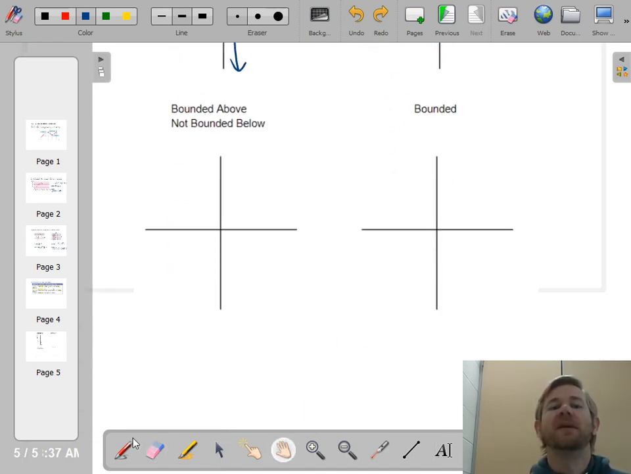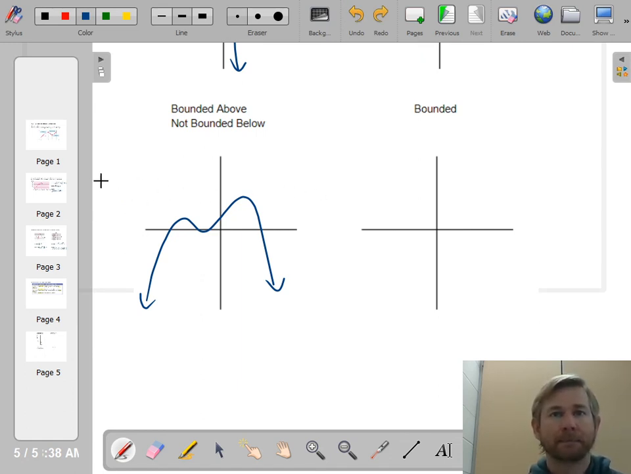Similarly, one that will be bounded above but not bounded below, I'm going to make it a little fancier. Let's say like that. Okay, there's a boundary at the top. It doesn't go above a certain point. There's a boundary on the top, but it does go down forever. So there's no boundedness below, but there is boundedness above. It's bounded above.